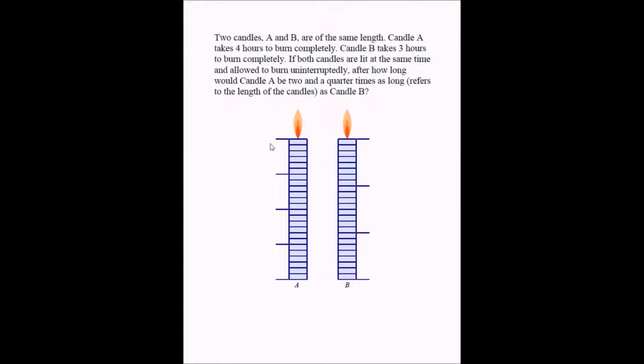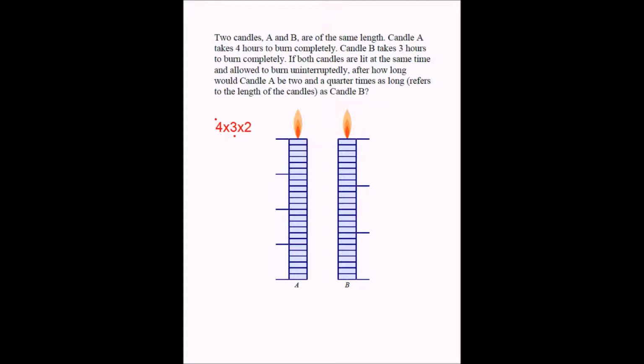So what I did, I started with two candles and made sure the candles are 24 units high. And where's 24 coming from? 24 is 4 times 3 times 2. 4 is the number of hours it takes for the first candle to burn completely. 3 is the number of hours it takes for the second candle to burn completely. And 2, I just made it twice.